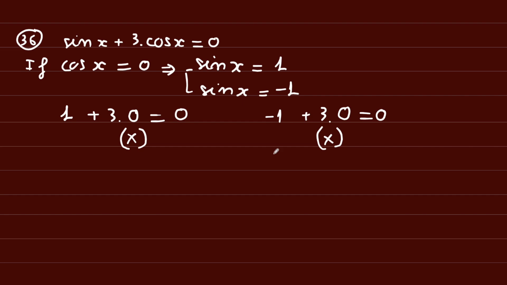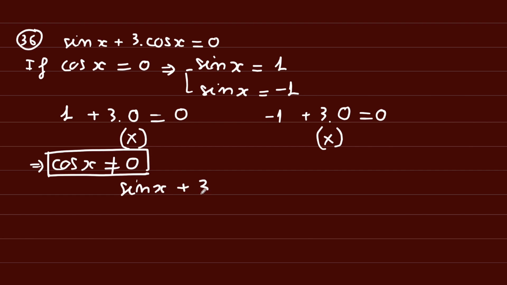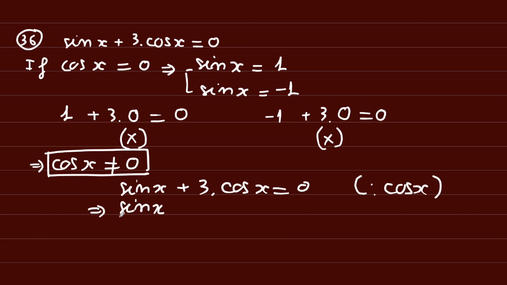And you can make the conclusion that cos x cannot be equal to 0. Cos x has to be different from 0. Based on this condition, I can divide both sides of this equation by cos x. The original equation is sine multiplied with cos x equal to 0, and I will divide all of these terms by cos x. After dividing by cos x, you get this term.